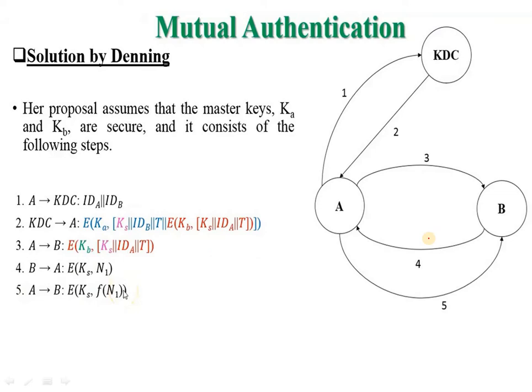Okay. So now you can see here the extra thing that Denning has done is he added the timestamp in step 2 and step 3. This timestamp is added to avoid the replay attack, because the replay attack was the vulnerable feature of the Needham-Schroeder model.